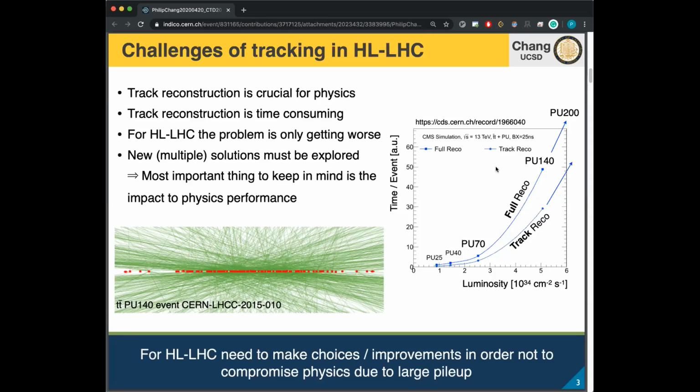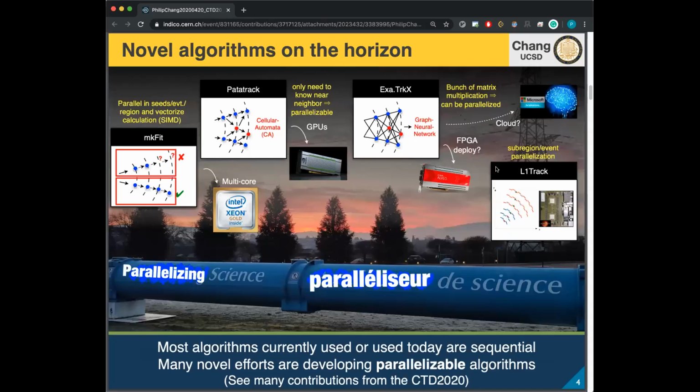So in slide 4, there are many novel algorithms on the horizon. I just took this photo from CERN recently, and as you can see there are many novel ideas being investigated to address these issues in the high luminosity.